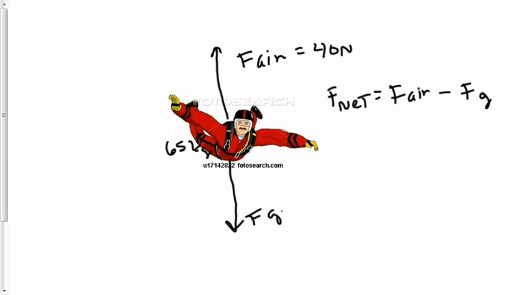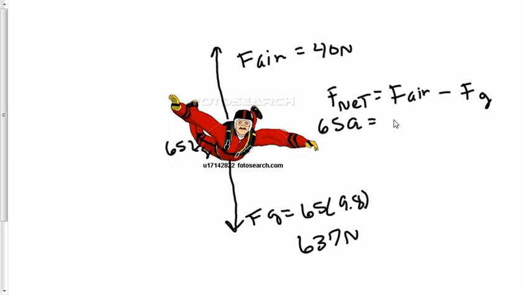Let's solve for force of gravity. We'll take 65 multiplied by 9.8. This will be 637 newtons. Let's substitute into our force net equation. Force net, of course, is always mass times acceleration. So we have 65a is equal to air resistance force, in this case 40, and now we'll subtract the force of gravity, 637. Solving for a, we get an acceleration of negative 9.2 meters per second squared.